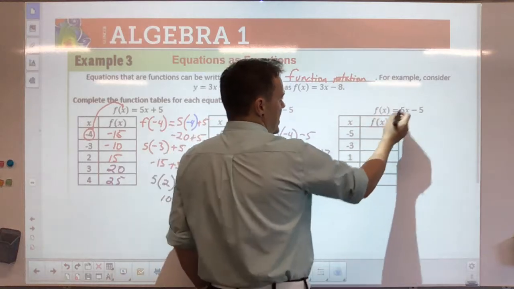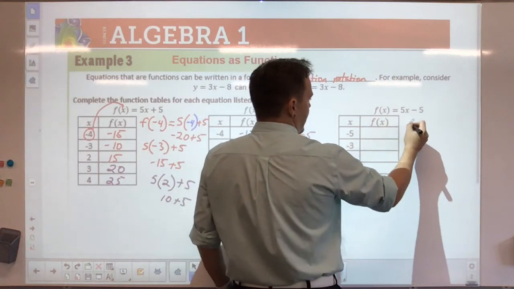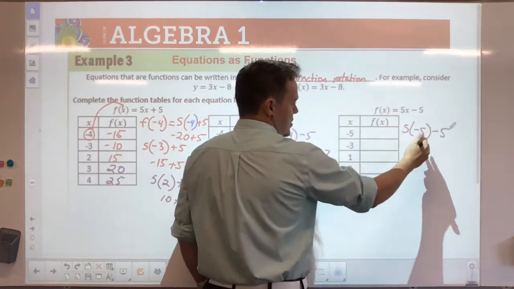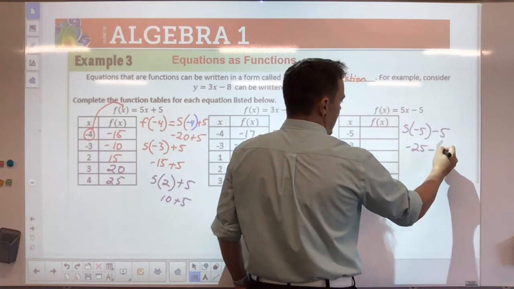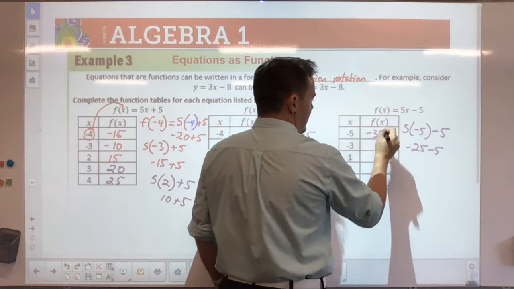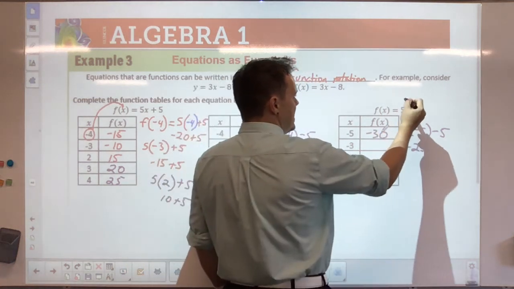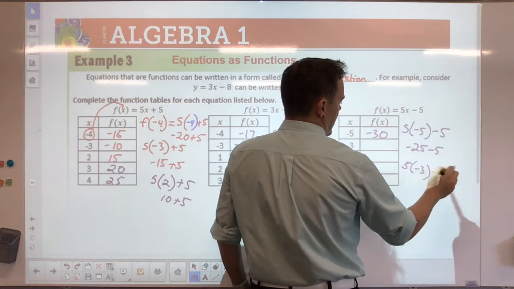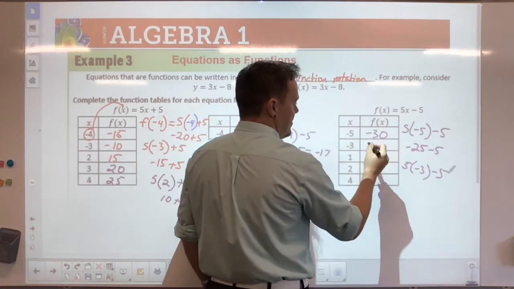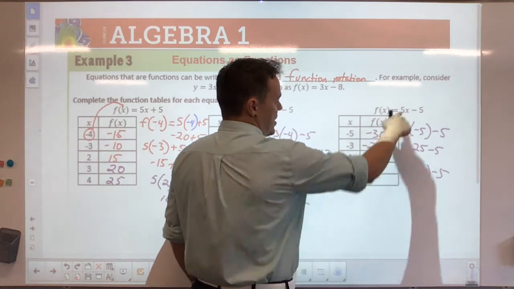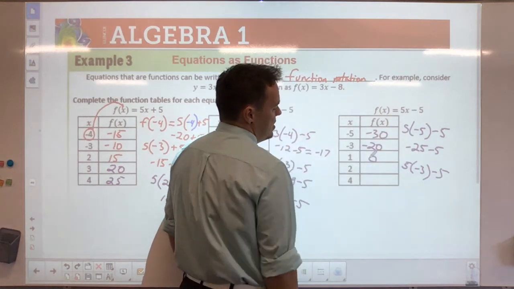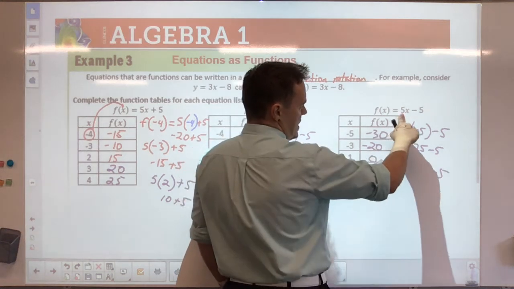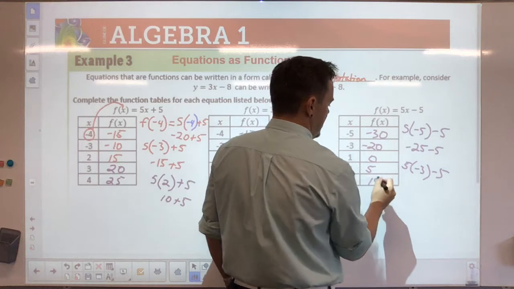Last one here, plug in a -5, right? So f of -5 is what? So this would be -25 minus 5, which is -30. Then you plug in a -3. Right, that'd be -15 and -5, -20. Plug in a 1, you'd get 0. 2, you'd get 5. And then a 4, you'd get 20 minus 5, which is 15.